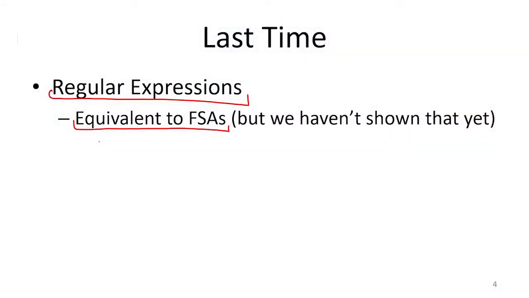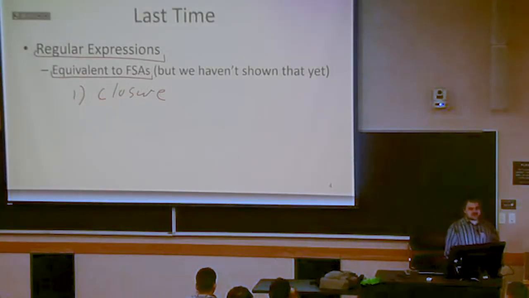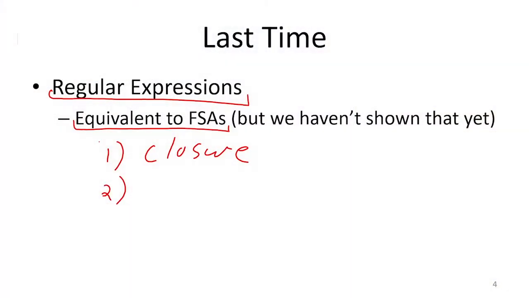Today, we're going to be talking about two main topics. The first topic is closure. That is, we're going to show what sort of operations we can do to languages, such that if we started with a language computable with a finite state automaton, we'd end with a language computable with a finite state automaton. And then we're also going to be talking about this idea of non-determinism.